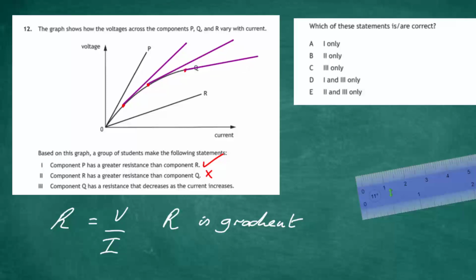So statement 3 will be correct. Component Q has a resistance that decreases as the current increases. It's a component which is not showing Ohm's law, but we know that its resistance is going to decrease as the current increases. So we can see that statement 1 and statement 3 are true, so the answer is going to be D.